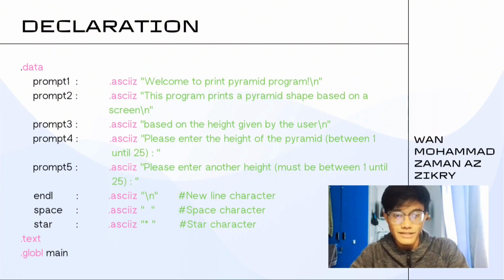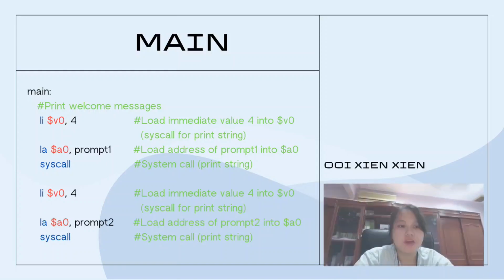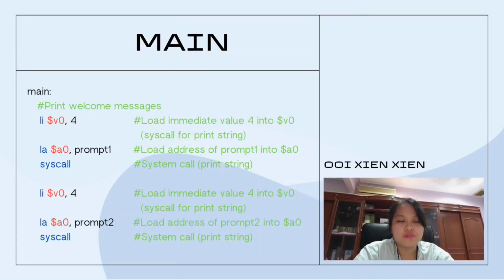The .text section starts with the declaration of the main function. The main function is the entry point of the program. Hi everyone, I'm Oisensian. So I will be presenting about main, while loop, and upper bound.